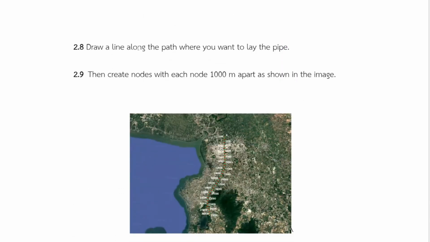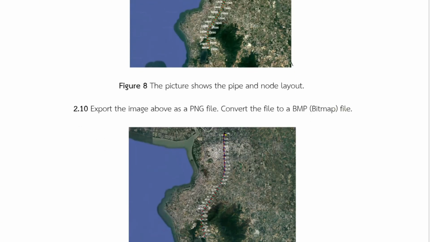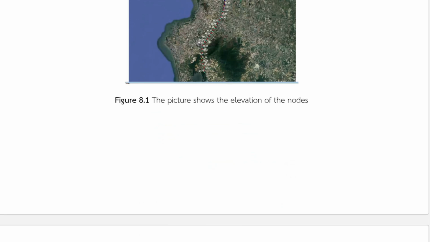And after that, you need to draw a line along the path where you want to lay your pipes. With each pipe, it needs to be 1,000 meters apart, as shown in this image, which is the nodes layout. And after that, we export this image into a PNG file and convert it into a BMP file. And this photo shows the elevation of the nodes as well.